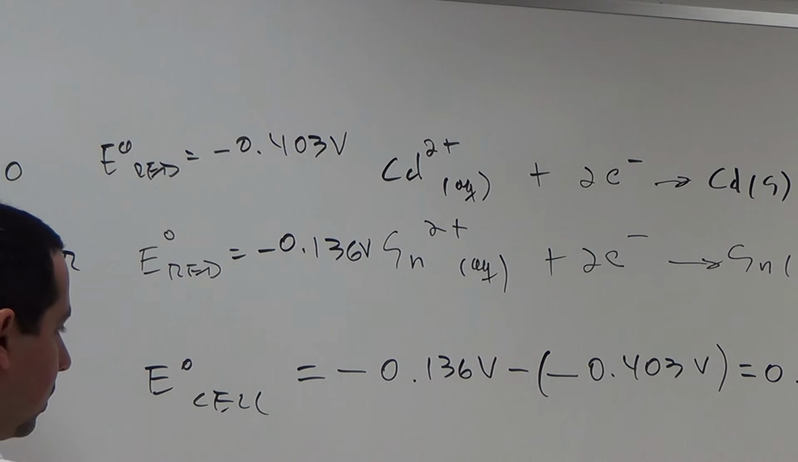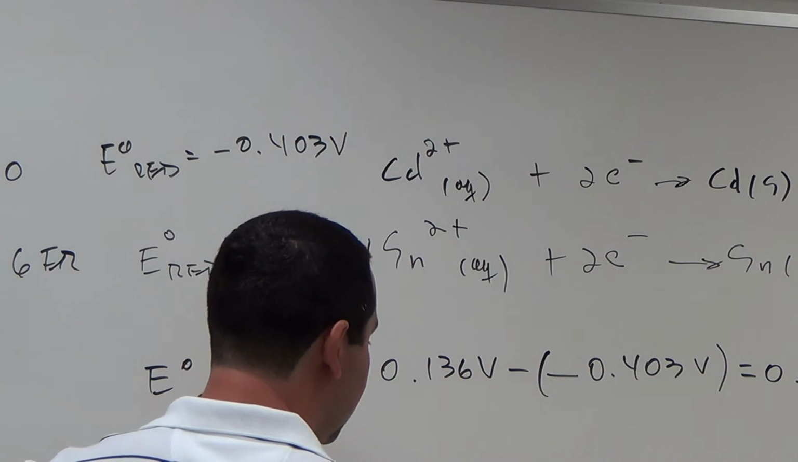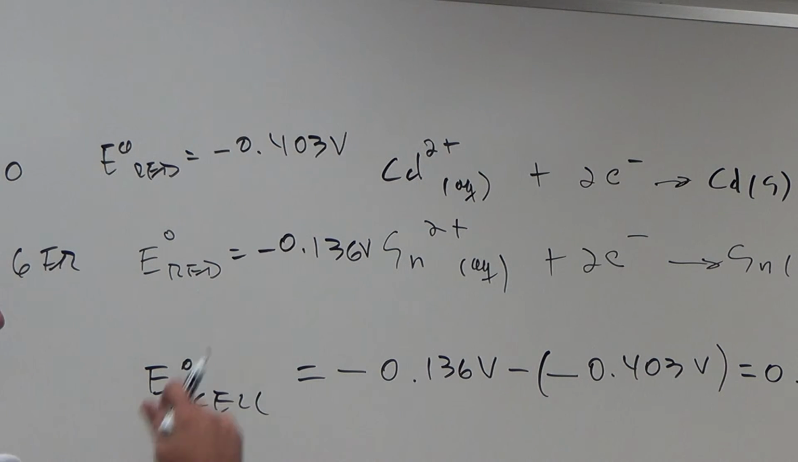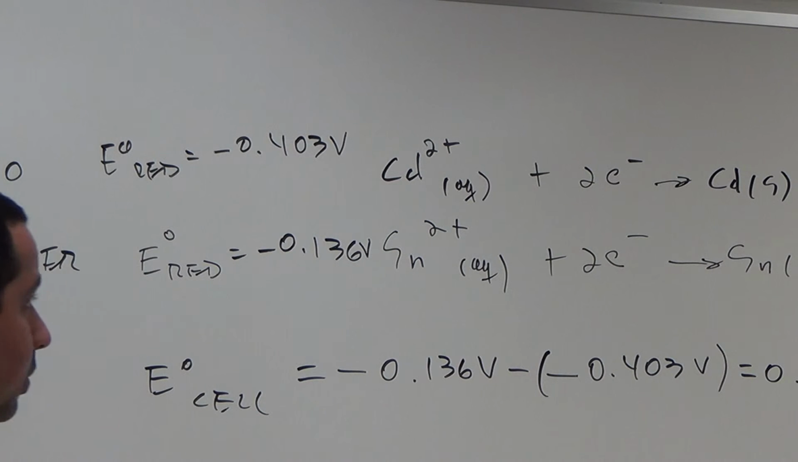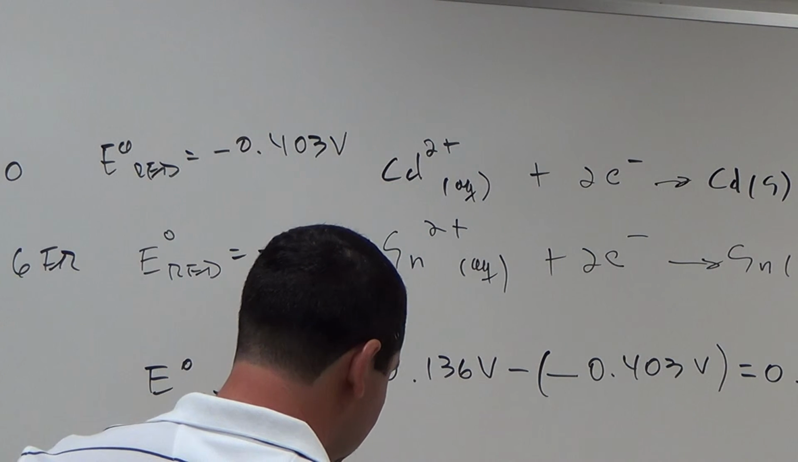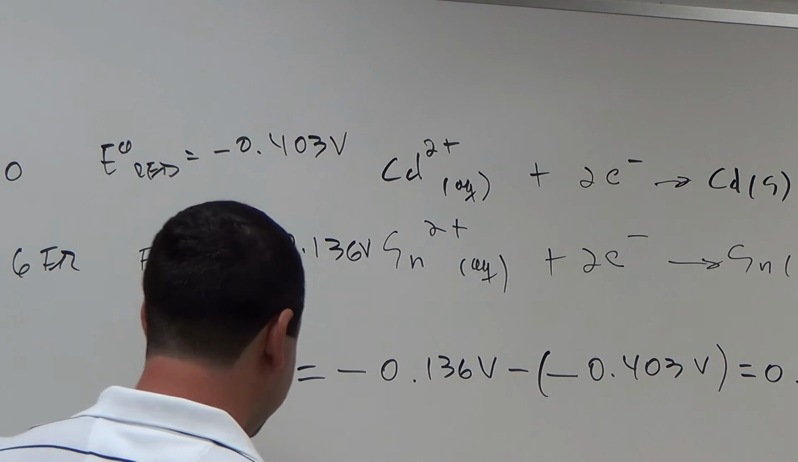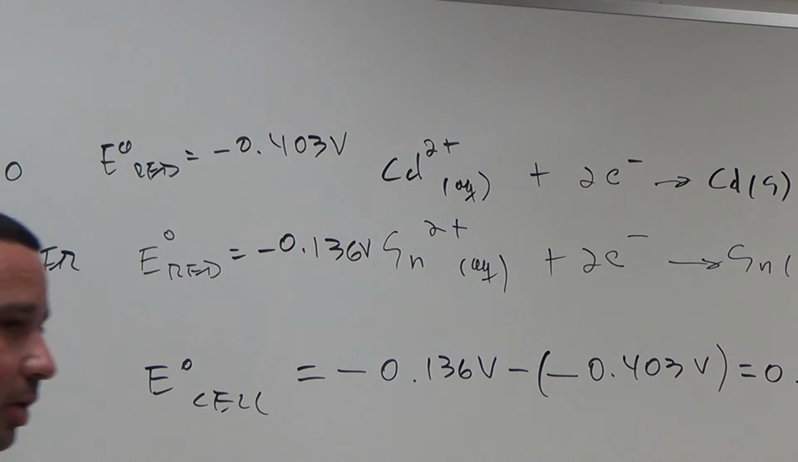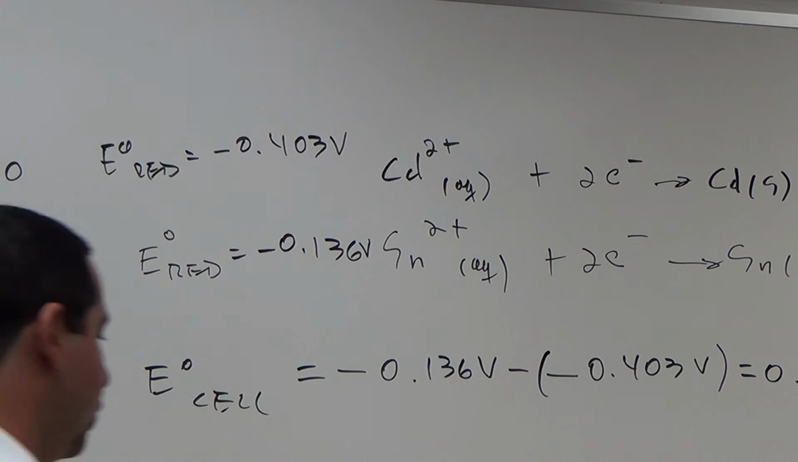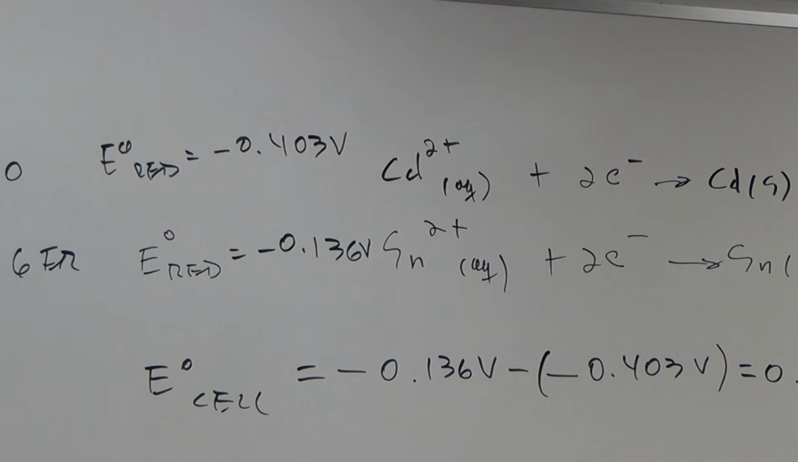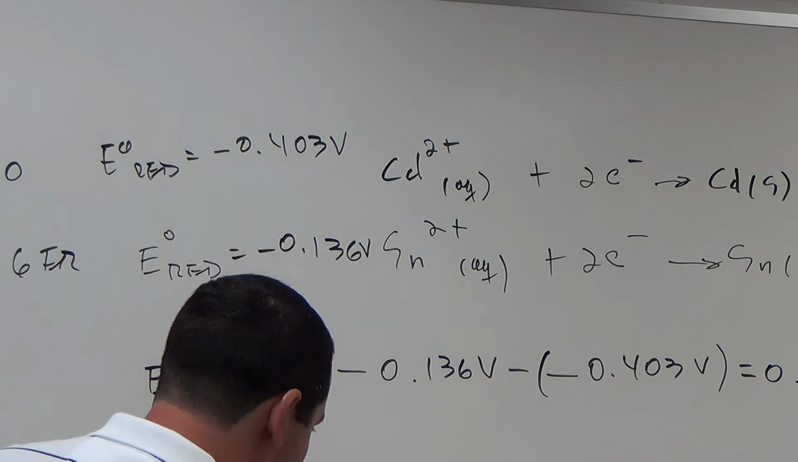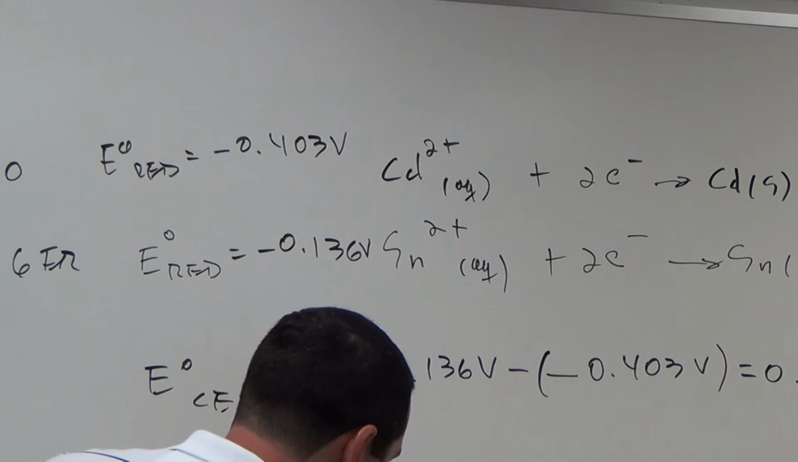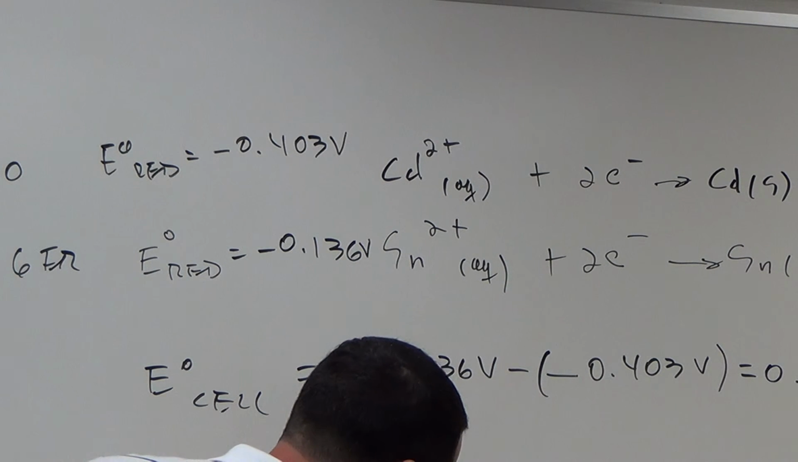Sn2+ plus 2 electrons will give you Sn solid. The other one on the top, is it going to be a reduction? No, it's going to be an oxidation. It will be the reverse of that, which is Cd will give you Cd2+ plus 2 electrons. What happens to the 2 electrons? They cancel out. So when I add these two reactions, how would it look? Sn2+ plus Cd solid will give you Sn solid plus Cd2+. You agree, yes or no?